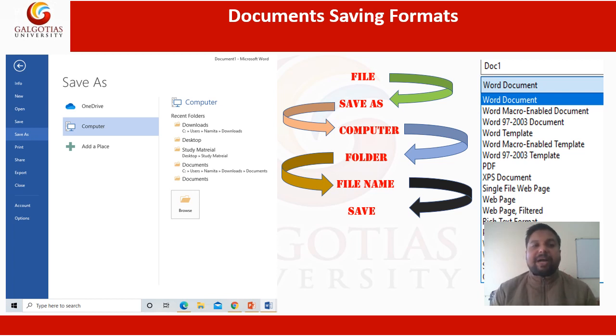After Save As, you get some places where you want to save. So first you have to click on Computer, or somewhere there is My Computer.